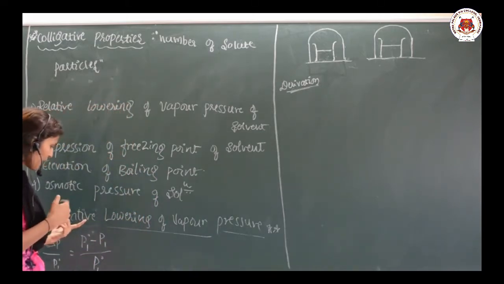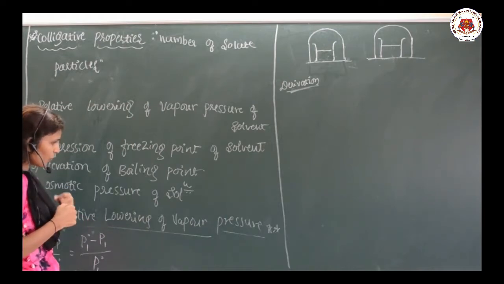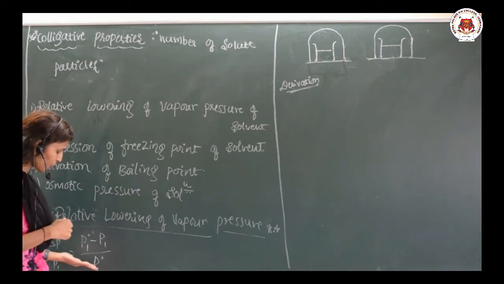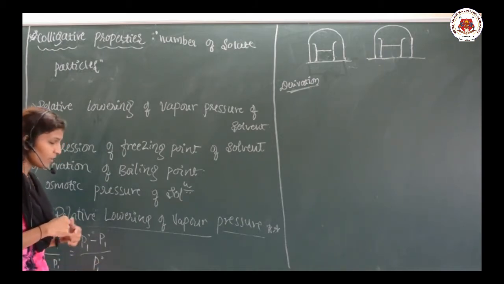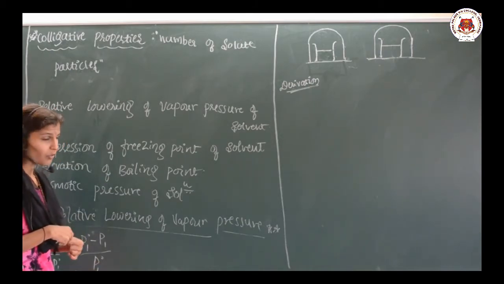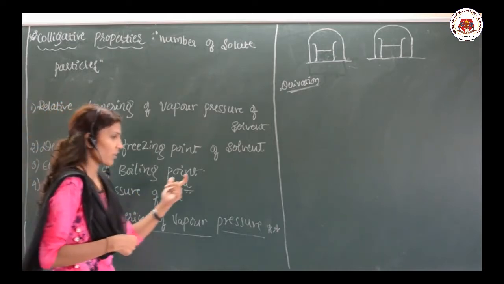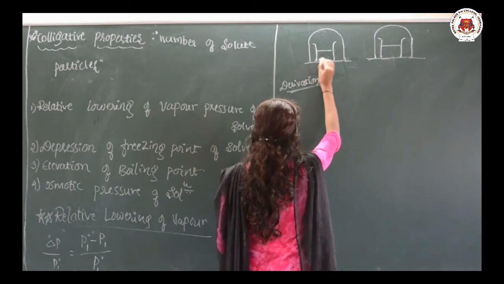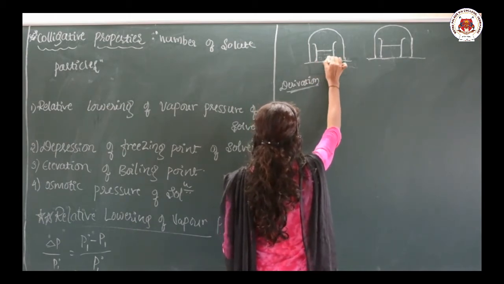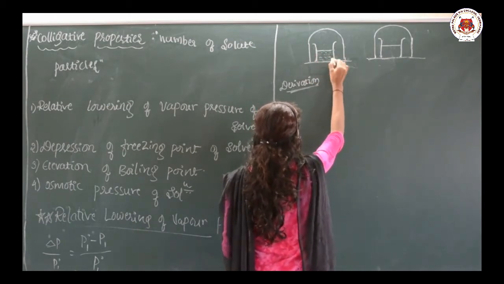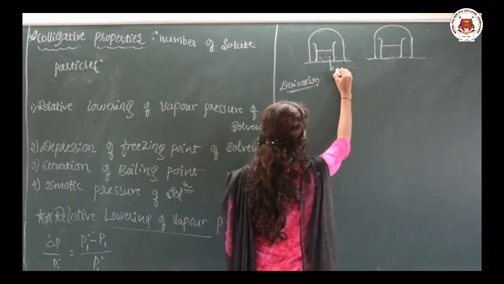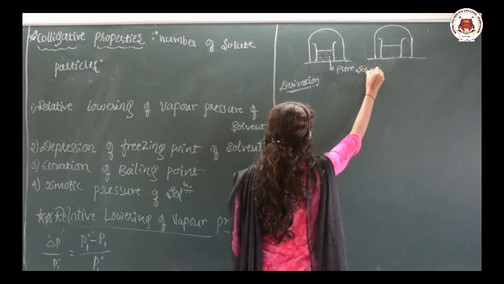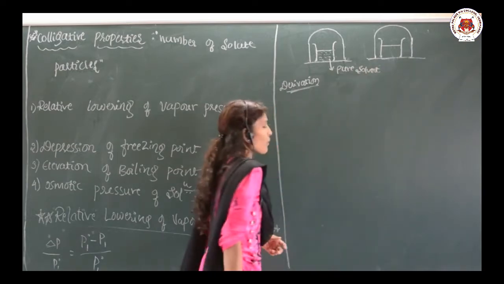In one of our classes I told you the relative lowering of vapor pressure is the ratio of the lowering of the vapor pressure to the vapor pressure of the pure component. Let me discuss this in detail. Let us consider a solution which is a pure solvent.